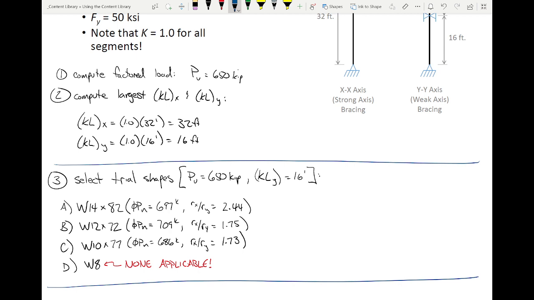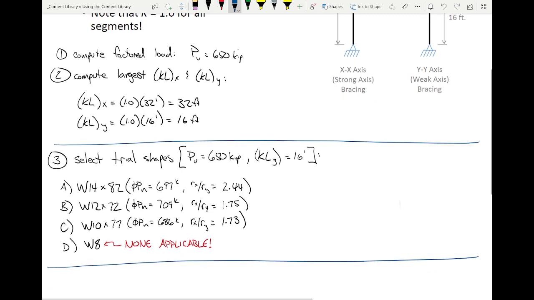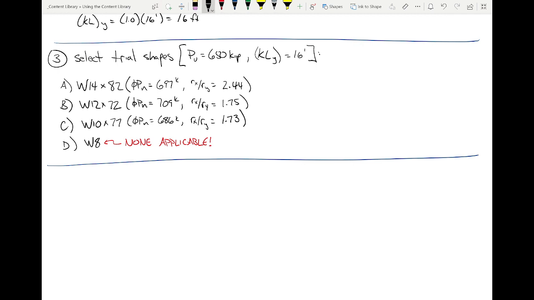So we're going to check each one. I'll call this verify capacity based on the strong axis. And we're going to take each shape one at a time.